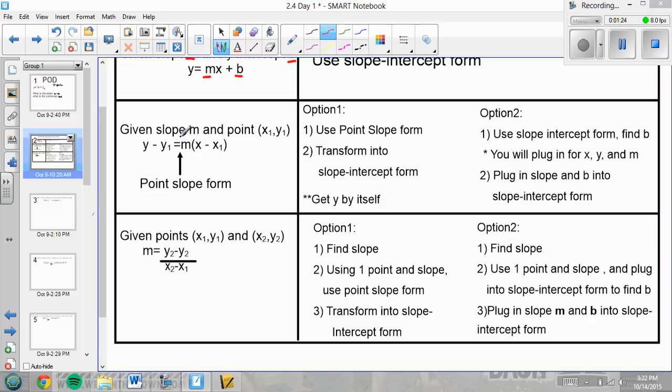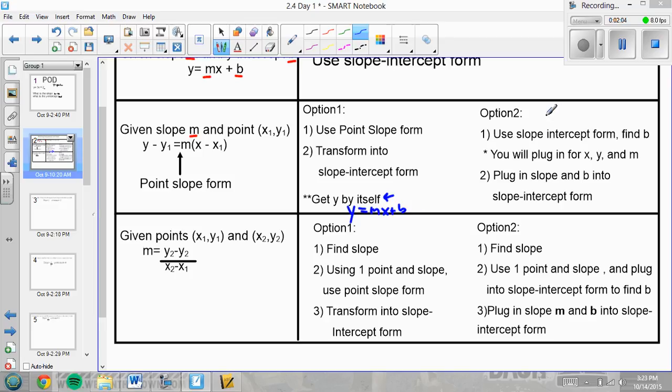Then when you're given a slope m and a point, remember a point is (x, y), there are two different ways that you can get your equation in slope-intercept form. The first way, you'll start with point slope, so y minus y1 equals m, our slope, times x minus x1. So we'll use point slope to transform it into slope-intercept form. We'll get into that in the examples, but you're trying to get y by itself to look like y equals mx plus b. The whole point of transforming equations is to get it to look like slope-intercept form.